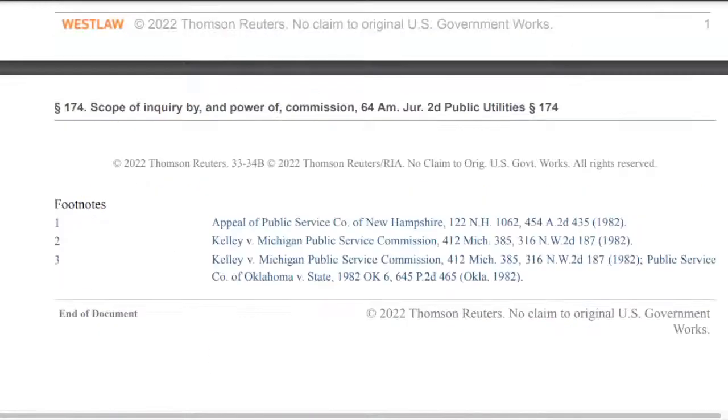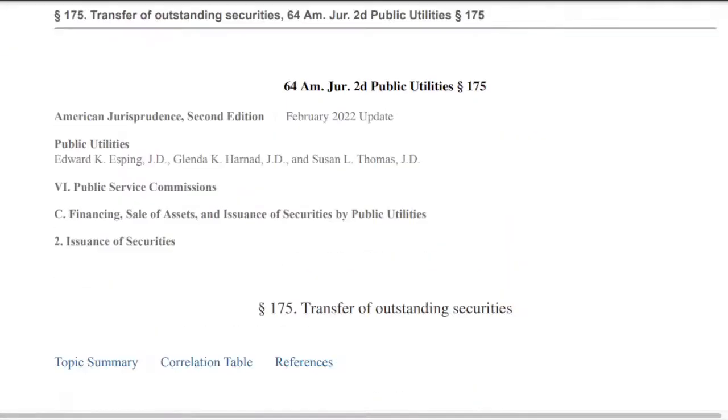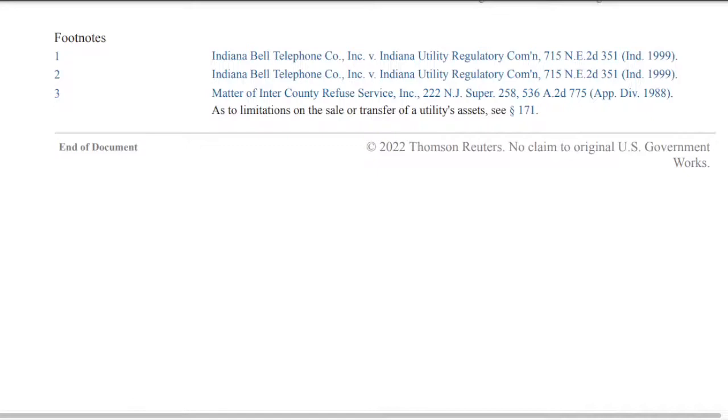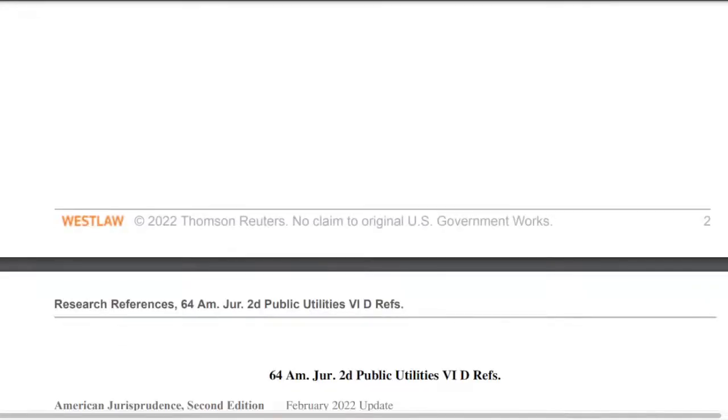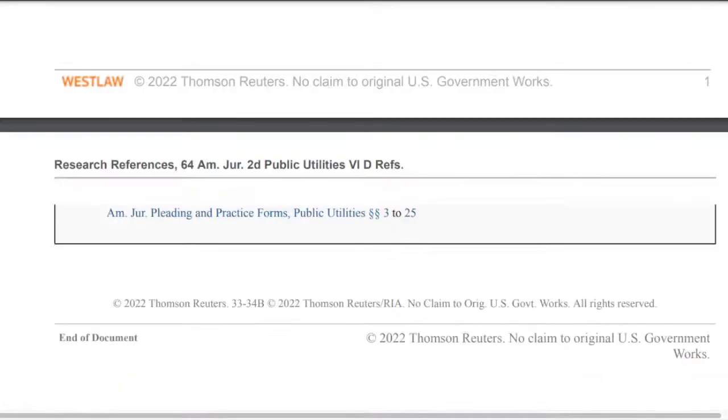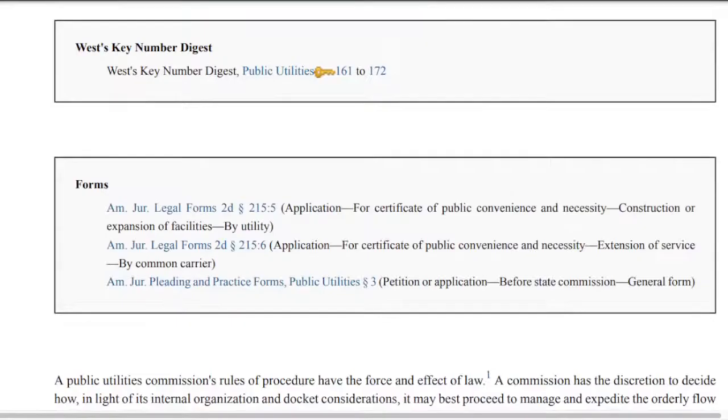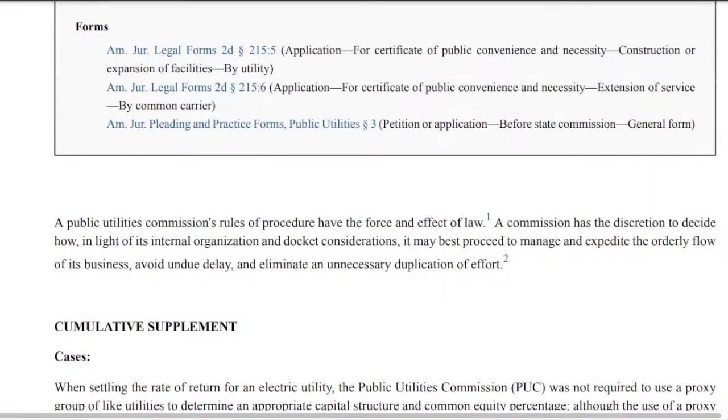Issuance, sale, and stocks and bonds. Yeah, we're not going to go over that either. Transfer of outstanding. All right, so I think we've pretty much reached where we need to go. I want to go over all those parts there. And here's the part on the Public Utilities Commission rules, procedures, how they force.